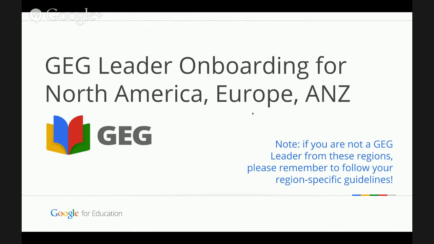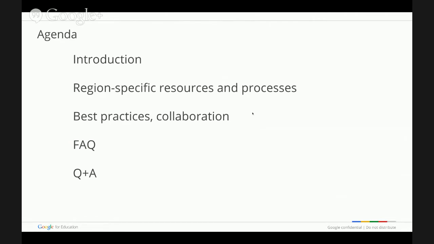So let's get started. Our agenda is pretty straightforward and short. We're going to do some basic introductions so everyone knows who's who. Then we'll talk about regional specific resources and processes for GEG leaders. Then we'll talk about some best practices we've seen so far and collaboration with the Google for Education team. Finally, I'll wrap up by addressing some frequently asked questions we've received so far, and then I'll dive into Q&A. And again, feel free to post any questions or comments on the comment page for this Hangout.